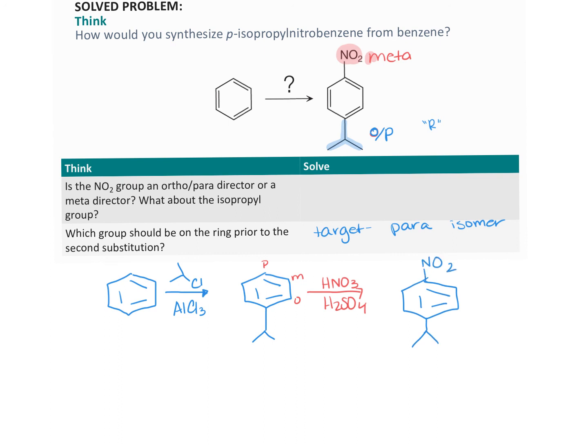Now, if these two substituents were meta to each other, if the NO2 was here, then I would add the meta director first and the ortho-para director last. So basically, you need to analyze whether these are ortho-para or meta to each other. If they are ortho-para, add the ortho-para director first. If they are meta to each other, add the meta director first.